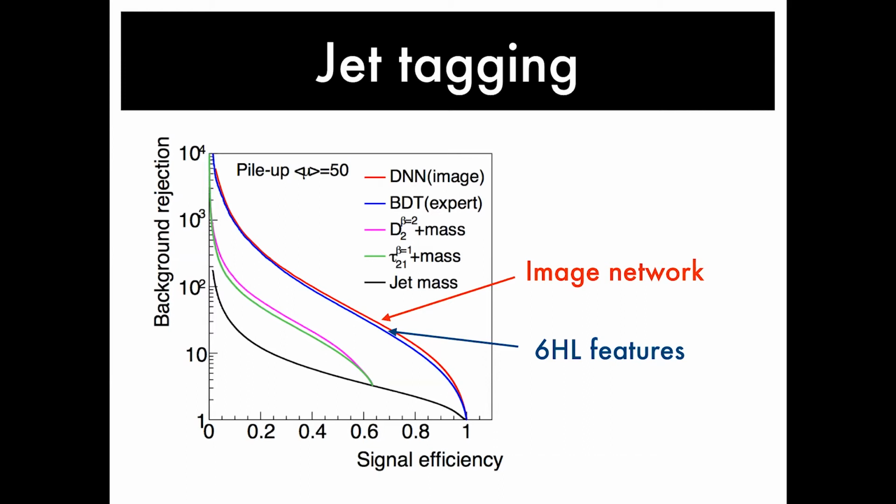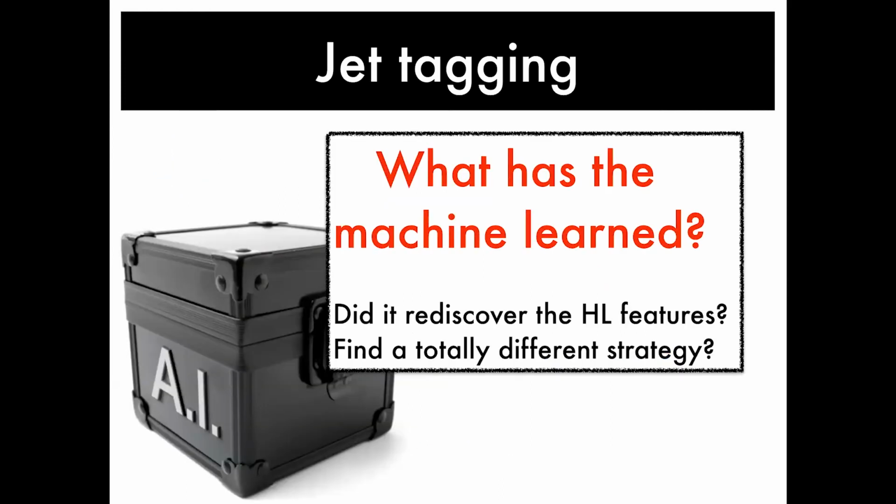well-conceived, physics-defined features. And it leads us, of course, to ask this question: what has the machine learned in this case? And even if the performance were the same, even if they were totally equivalent, we would wonder, has it rediscovered those things? Or has it found some totally different strategy? Is there another approach? Is there something we've missed?